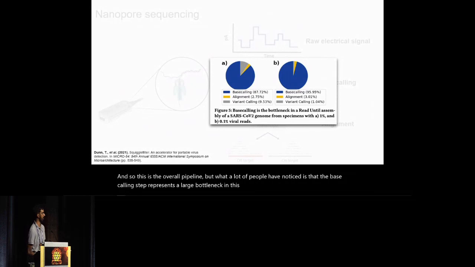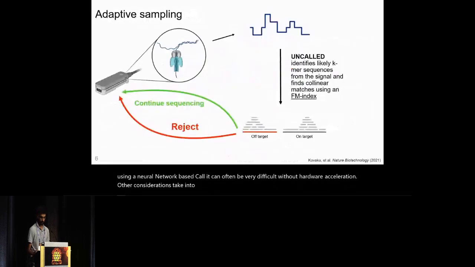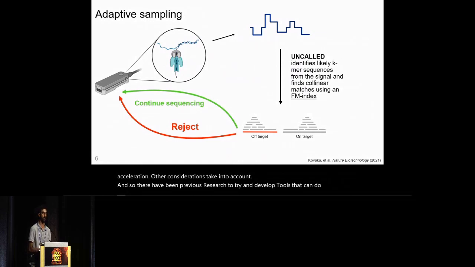So this is a previous result that shows that more than 80% of the pipeline for, I think, SARS-CoV-2 variant calling, which started from nanopore sequencing all the way down to the variant calling step, within that pipeline, the vast majority of the compute time was being used on the base calling step. And using a neural network base caller can often be very difficult without hardware acceleration, among other considerations to take into account. And so there has been previous research to try and develop tools that can do classification on this raw electrical signal, bypassing the base caller, but still making rapid decisions for this adaptive sampling protocol.